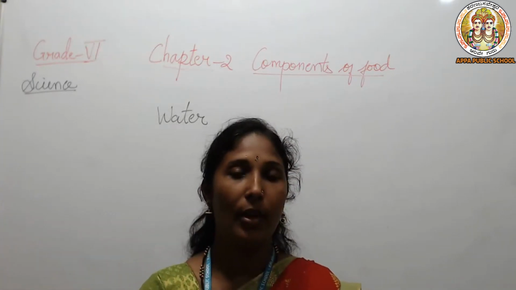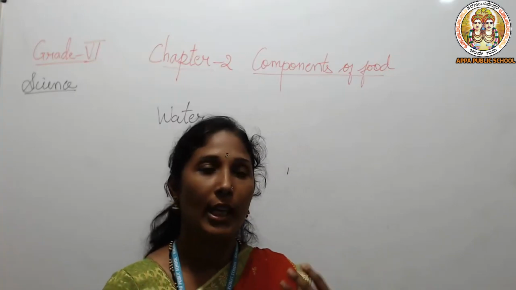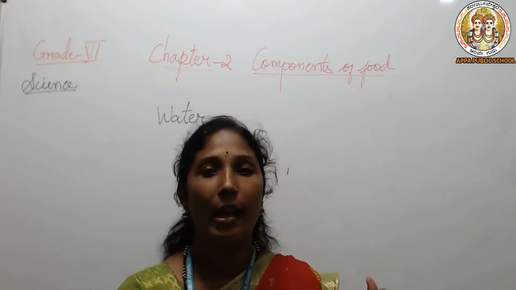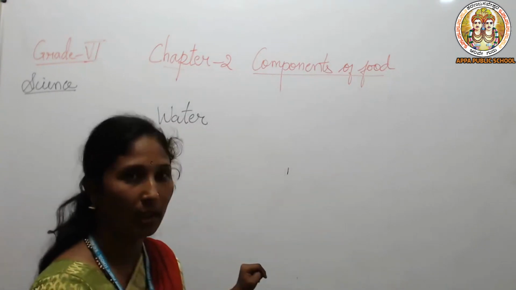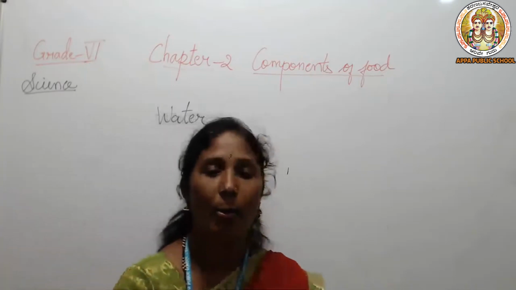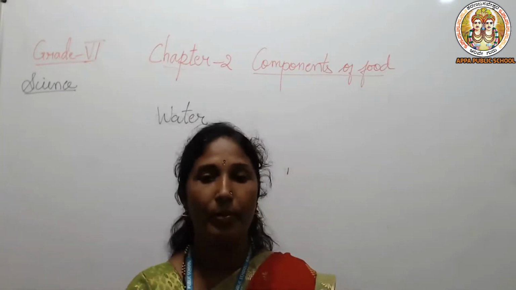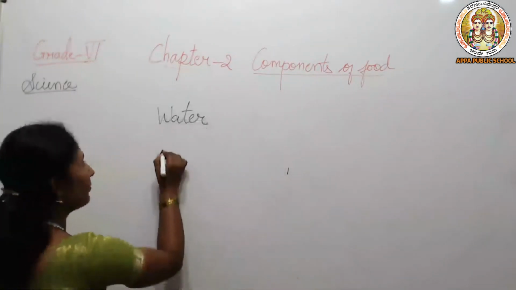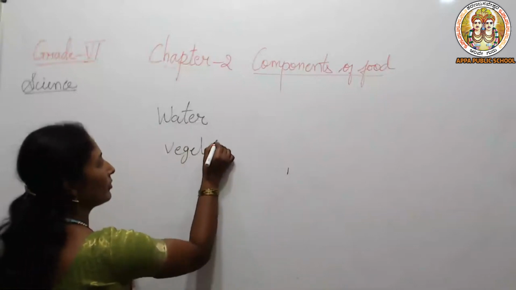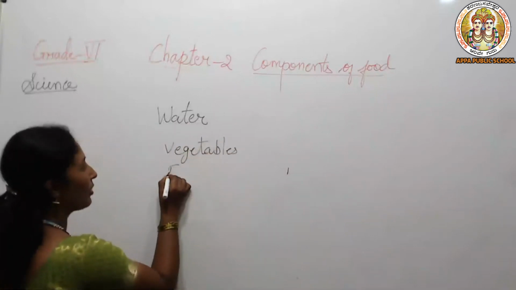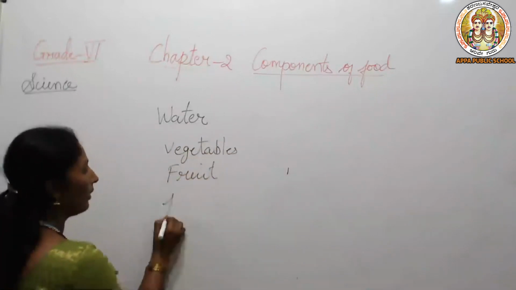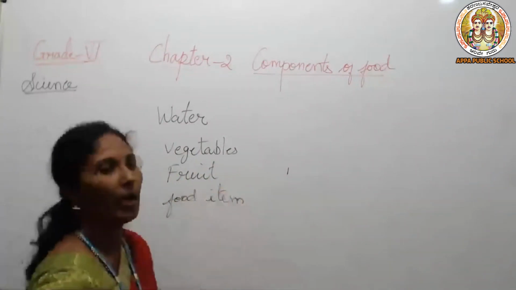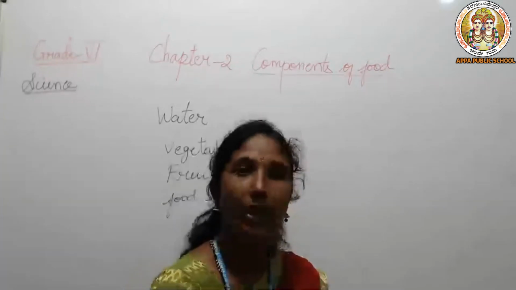Why do we require water? Because of the food we eat, the nutrients present in it, that is helped by water. Already in our body, water content will be there, but we'll take water through vegetables, by fruits, yes, from our food items. Directly or indirectly, our body is getting water.